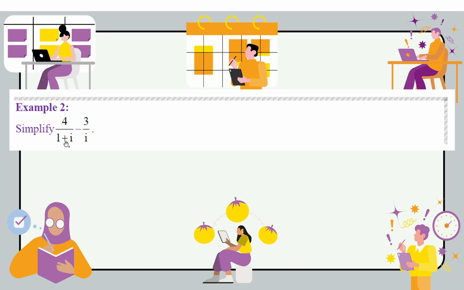It means rationalize the denominator. I don't want a complex number in the denominator. Try to work on it. We'll talk about it later, but I'm sure you can do it. Pause it before we discuss it.